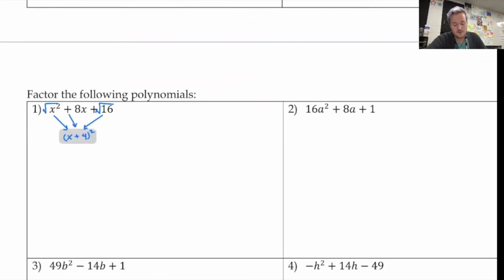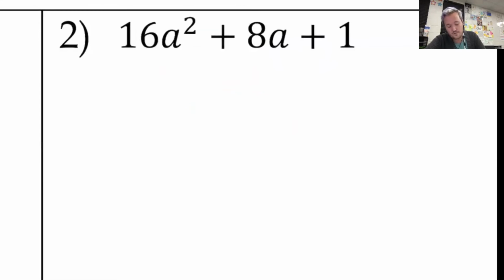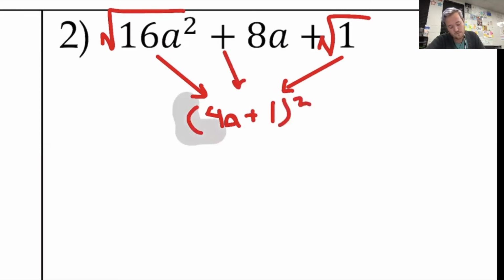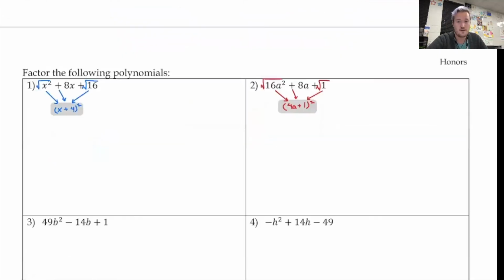All right, number 2, once again, perfect square trinomial. So I'm going to take the square root of the first, square root of the last. So 4a and square root of the 1, which gives you 1. Keep the sign of the b. So 4a plus 1 squared. So remember, this only works if the first and the last term are both perfect squares. Otherwise, it doesn't work.